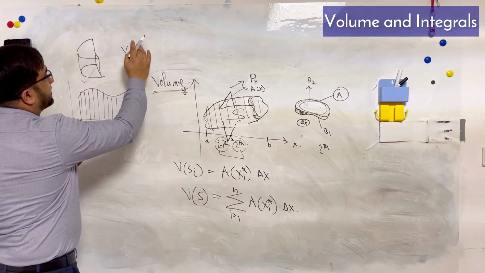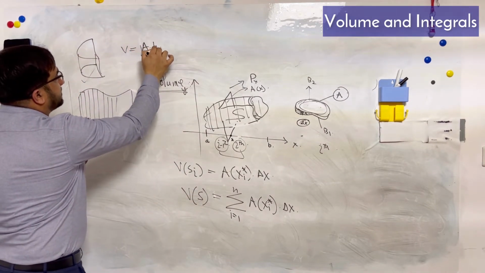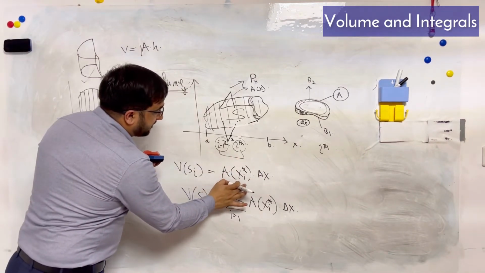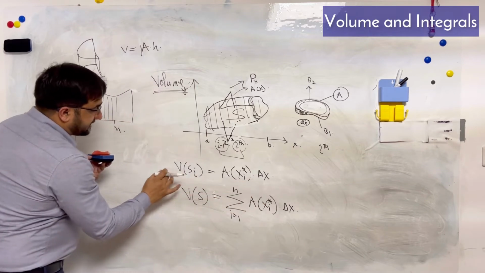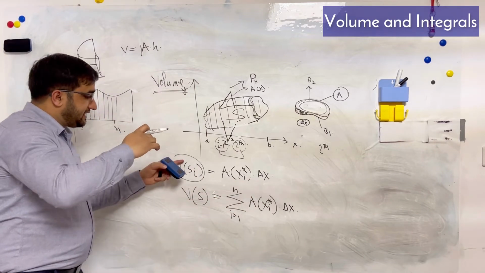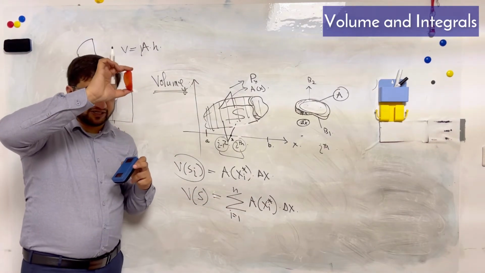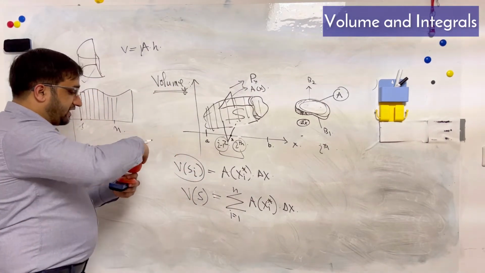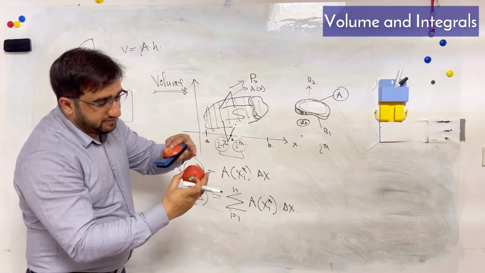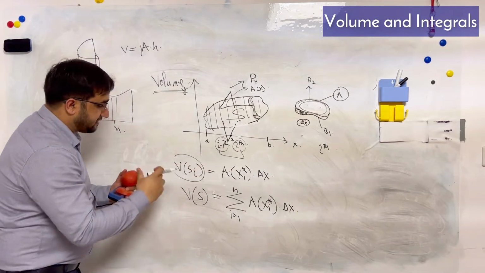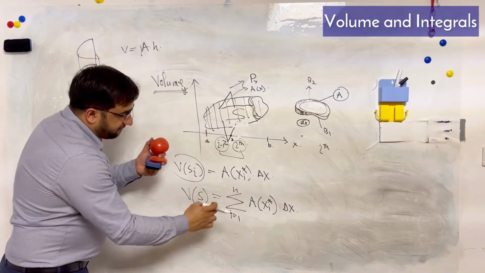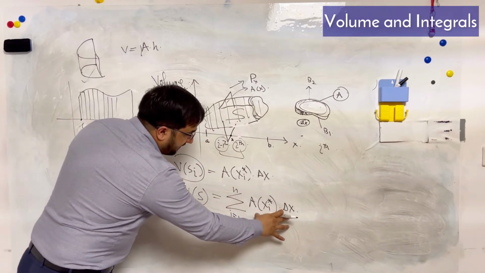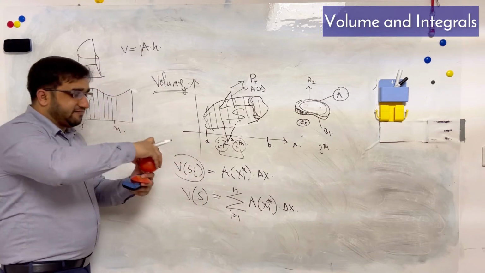Volume was equal to what? Volume was equal to area into height. So the height is delta x, and the area is of the ith slice. This is the volume of this part of the tomato. Now I need to find the volume of this whole tomato. What I will do, I know that this tomato can be cut down into n number of pieces. So if I cut down this tomato into n number of pieces, then the sum of all those things will give me the whole volume.